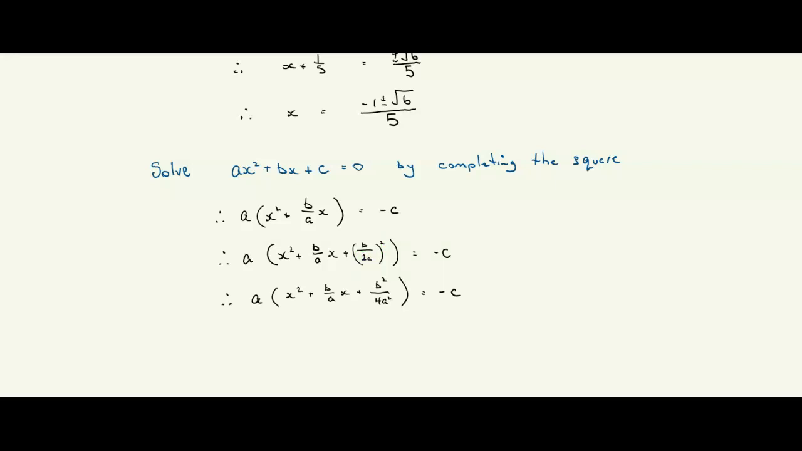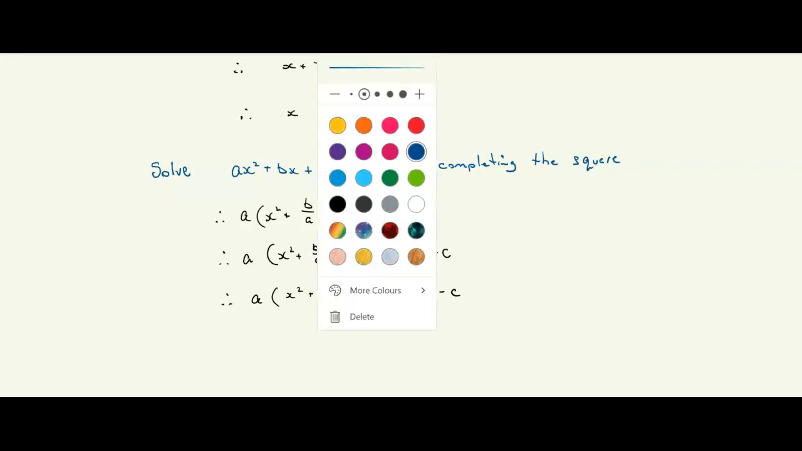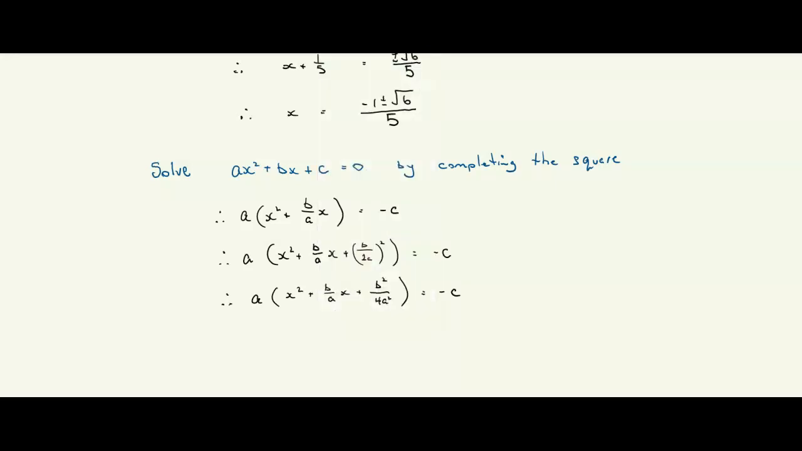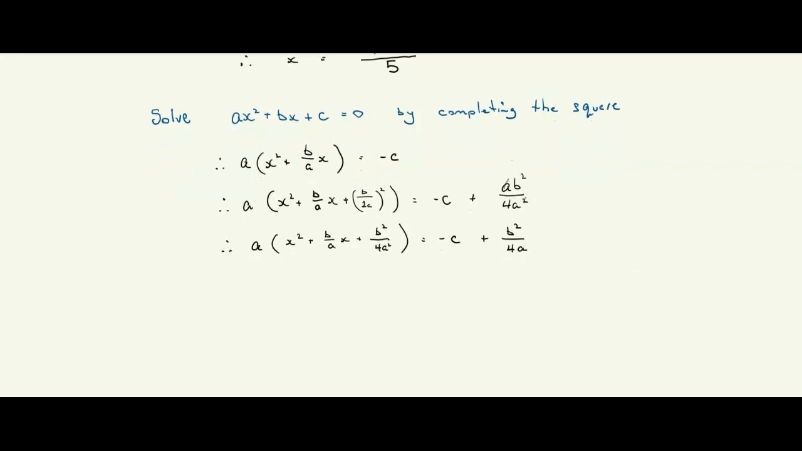over 4a squared. So I need to add that in on the other side. So I need to add a b squared over 4a squared, which will reduce to b squared over 4a. So I'll just pop that in there now, minus c plus b squared over 4a. Right, everything looks cool and balanced at the moment.